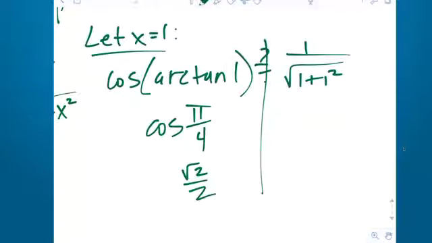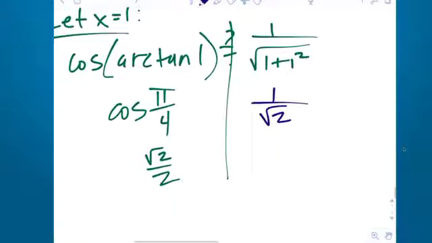Excellent. Now, on the right side, let's evaluate. That's 1 over, 1 squared is 1. 1 plus 1 is 2. So I have 1 over the square root of 2. If I rationalize it, what do I get? Square root of 2 over 2. It works.